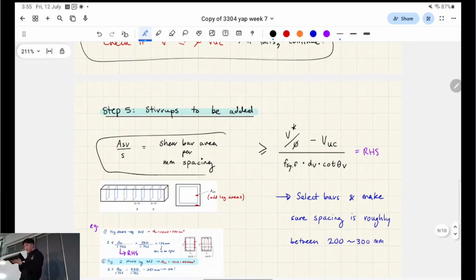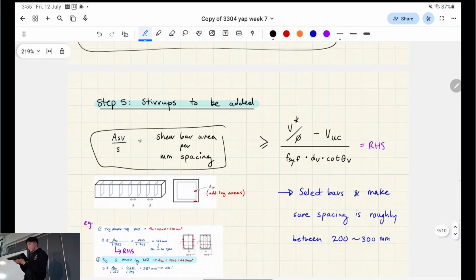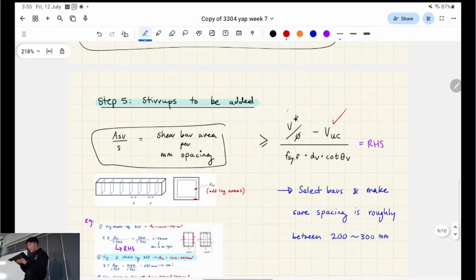And the stirrup area per spacing has to be greater than this formula. So this is already the derived formula. It's from the combination of the left-hand side equation and just breaking down this further to VUC plus VUS, and then they rearranged it and so on. So this is just the expanded out formula. This we've calculated, this we've calculated, this was 0.75. This we're given, this we're given, this we've already calculated. It's just a bunch of plug and play.